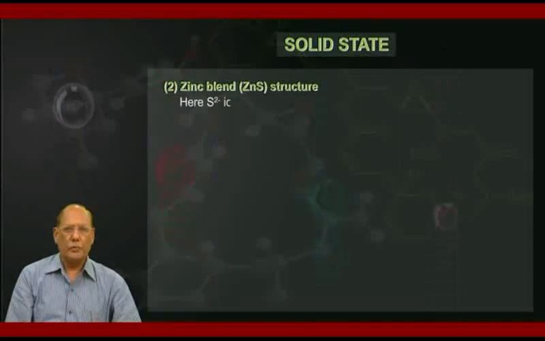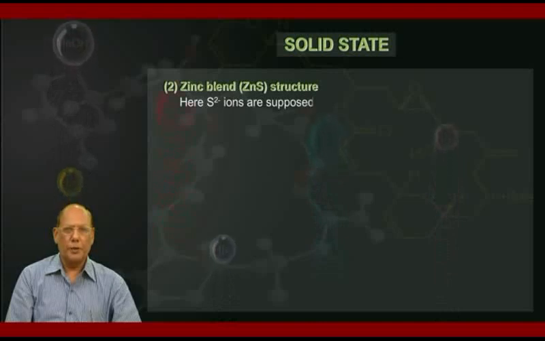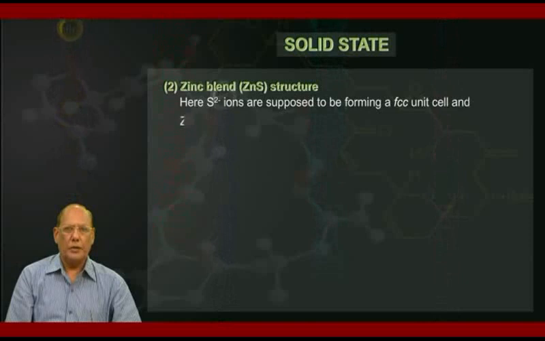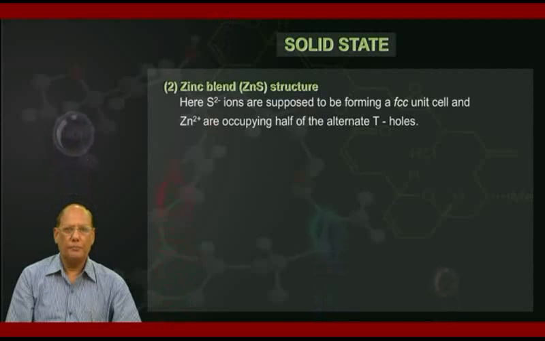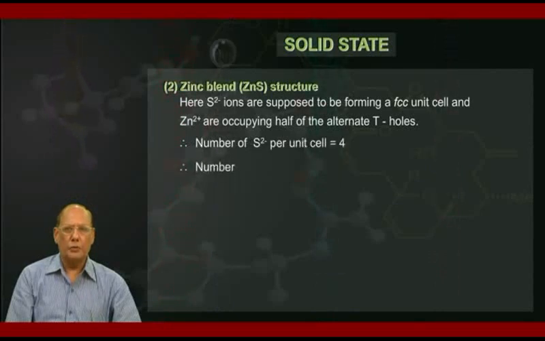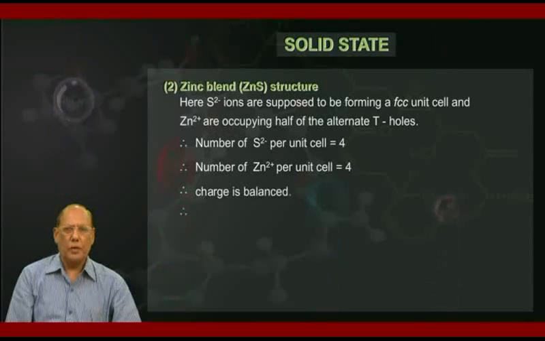Here sulfide ions are supposed to be forming a FCC unit cell, and zinc ions are occupying half of the alternate T holes in it. Therefore, number of sulfide ions per unit cell is equal to 4, and number of zinc ions per unit cell will also be equal to 4. Thus the charge is balanced, and the formula type is AB.